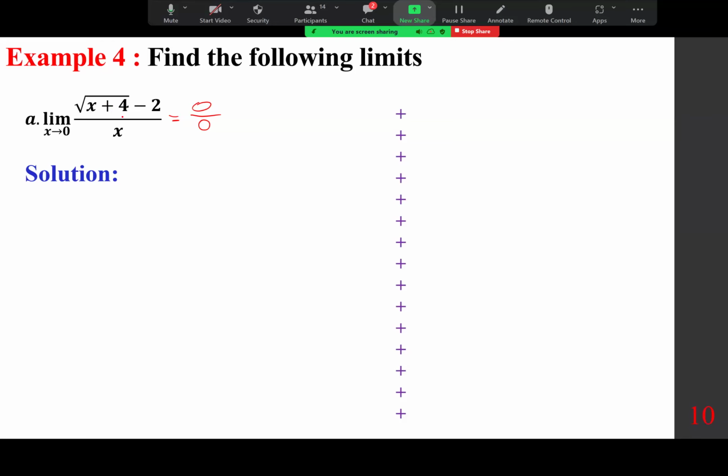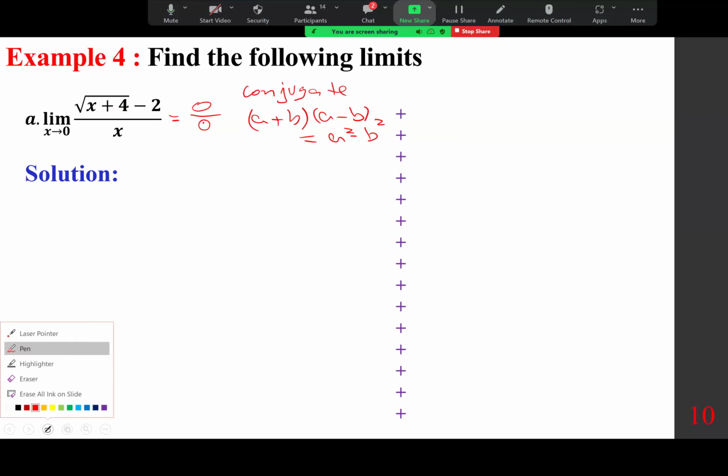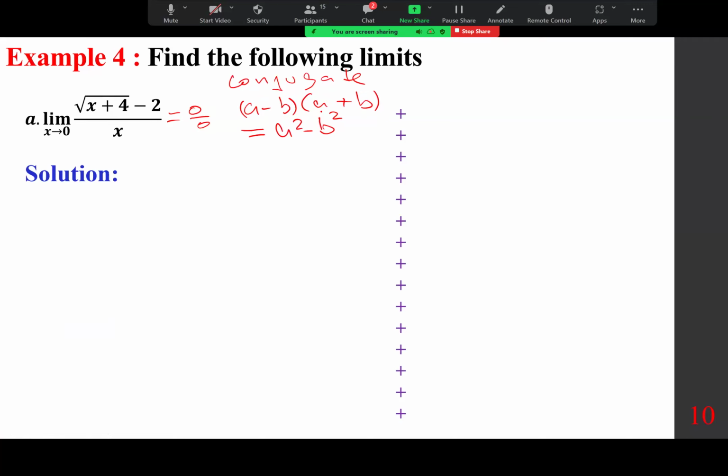Whenever you have a square root, the technique is the conjugate. The conjugate for a plus b is a minus b, and the result is a squared minus b squared. Because this is 0 over 0, and because this is a square root, we are going to use the conjugate. The conjugate for a minus b is a plus b, and their product is a squared minus b squared.